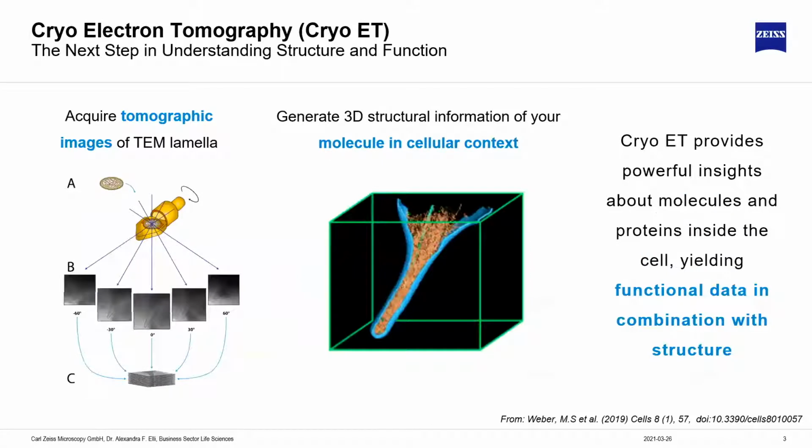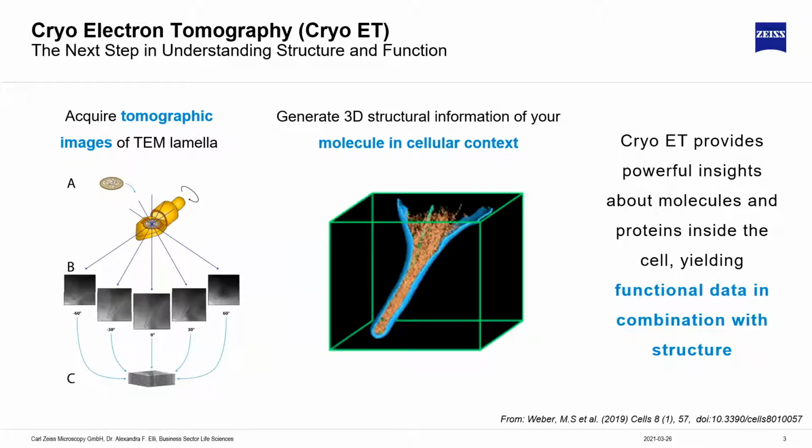With this molecular structure information to hand, the next key question is how that structure impacts the function of the molecule of interest in the context of the rest of the cell. And this question can be explored using cryo-electron tomography, so cryo-ET.